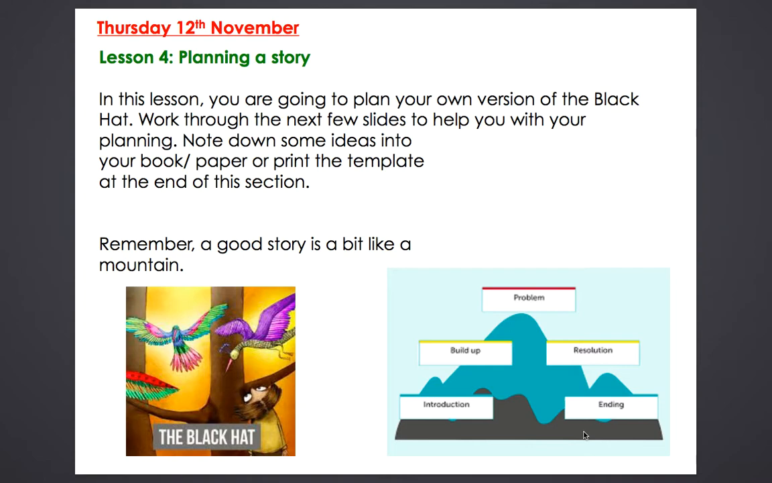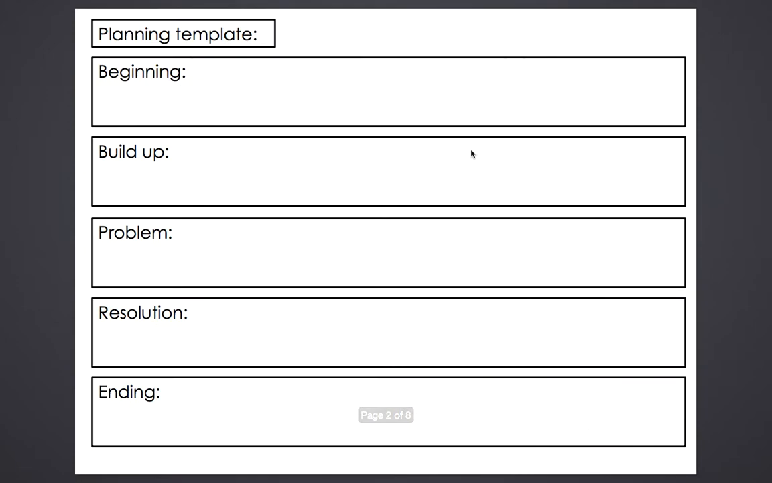As we go through the video, you might like to pause in different bits to jot down ideas for your plan. So on the next page, there's a planning template with the beginning, build-up, problem, resolution and ending. You could print out this page if you've got access to a printer. If not, you could just put the title planning template and then put each of these titles as we do it so that you've got a plan for tomorrow. Right, here we go then.